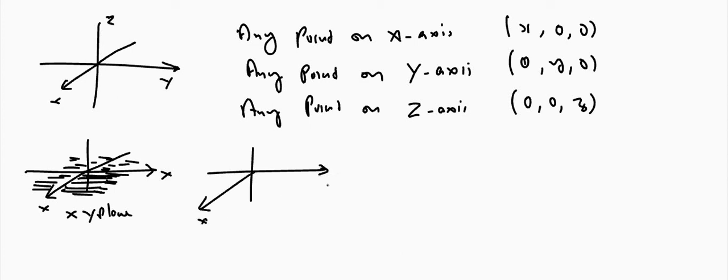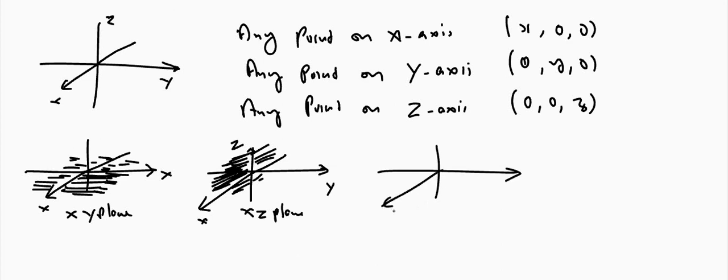There are the x-axis, y-axis and z-axis. The plane formed by x and z is known as the XZ plane. And the plane formed by the y and z axes is the YZ plane.